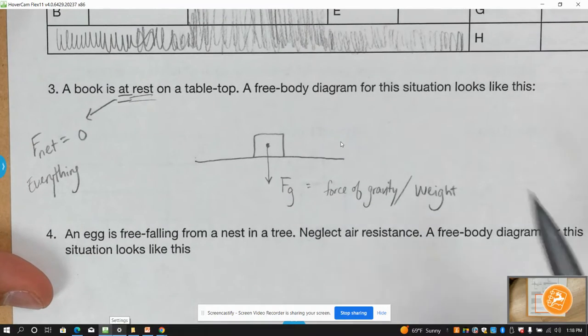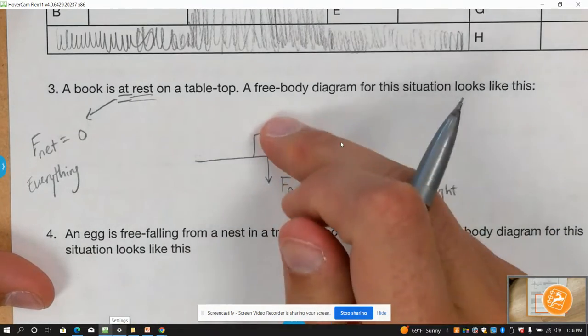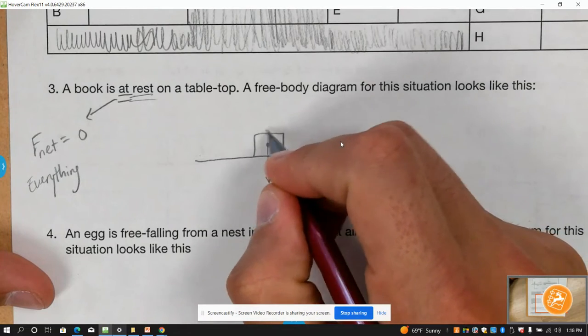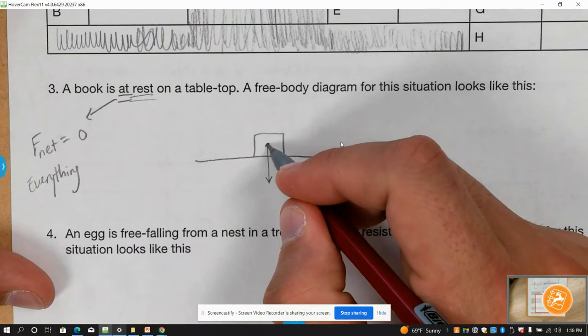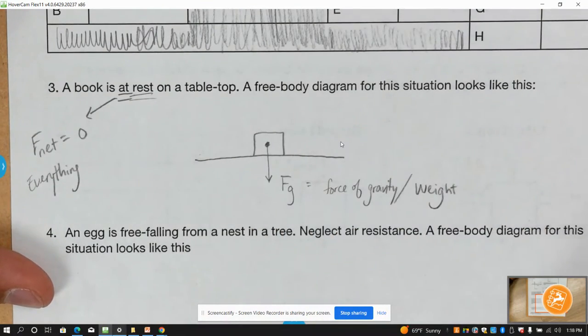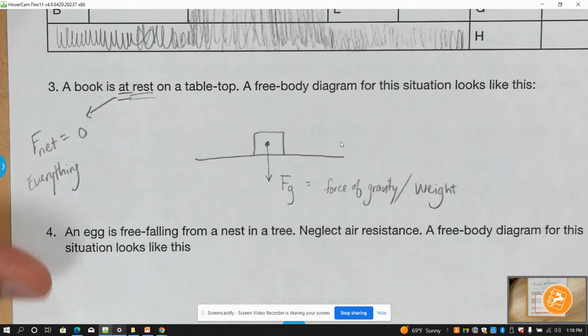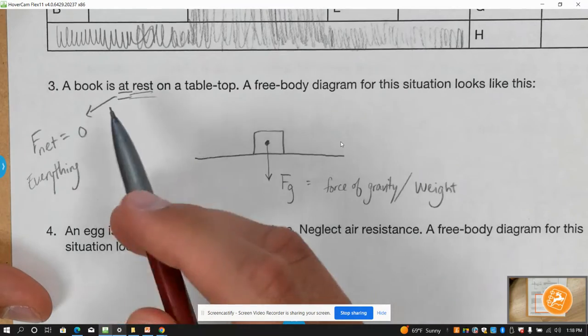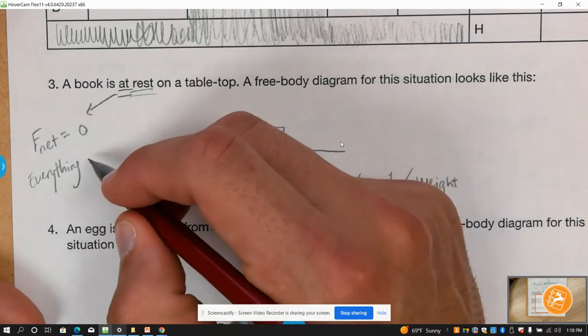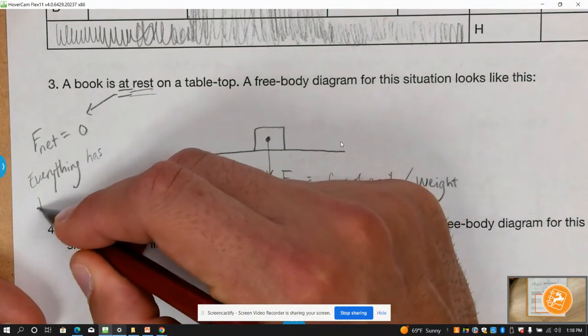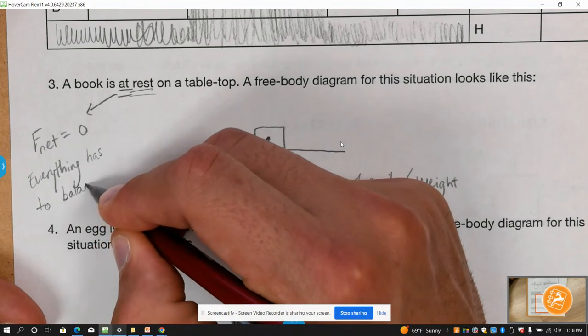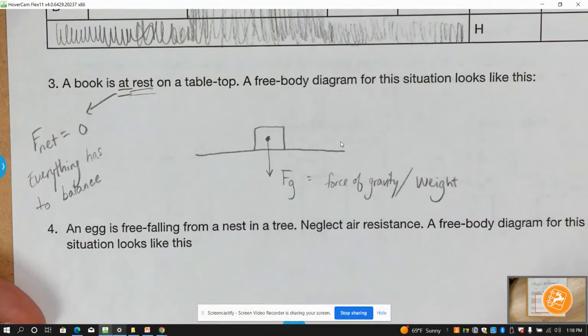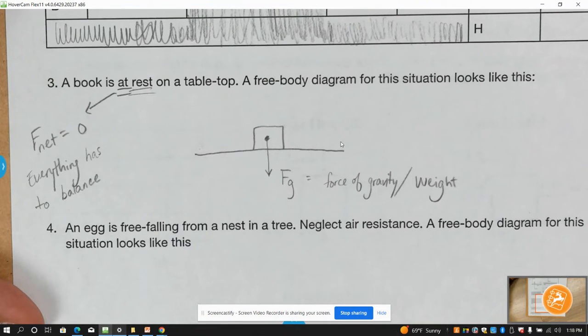Okay, so drawing free body diagrams. Your box, making a square, a little center point where the rest of our force vectors can come from. Some of the key phrases that you want to look for are at rest or constant velocity. Those things mean that the net force is zero and that everything has to balance. So, weight down has got to equal the normal force going up.